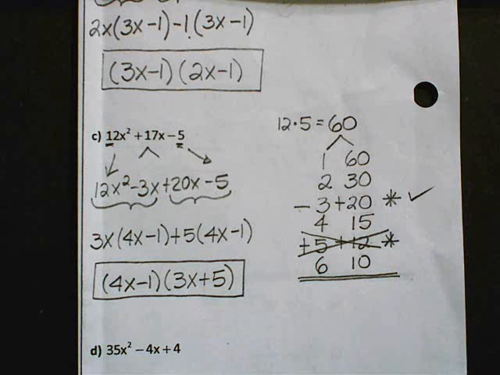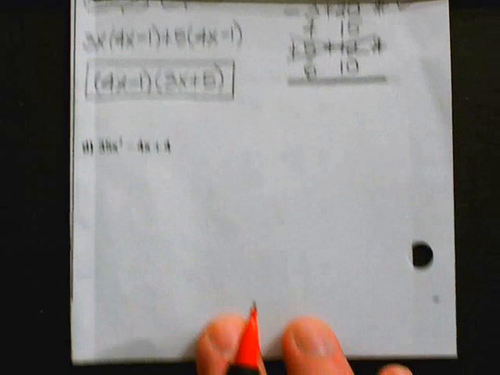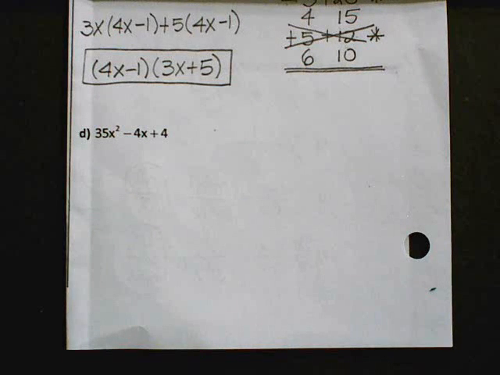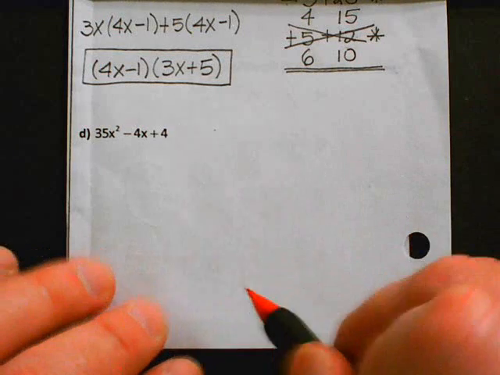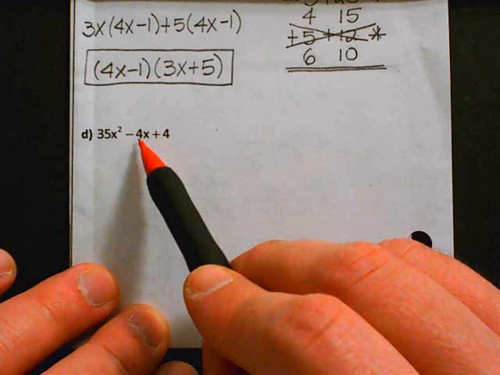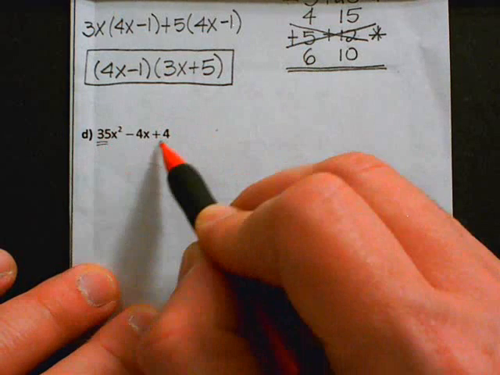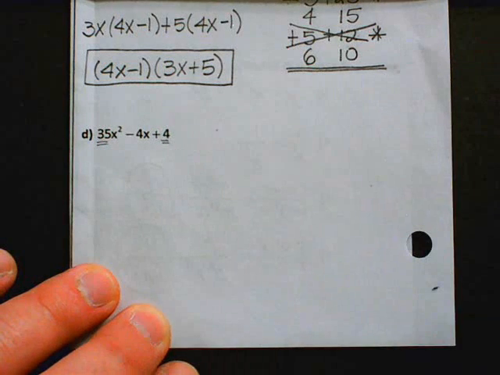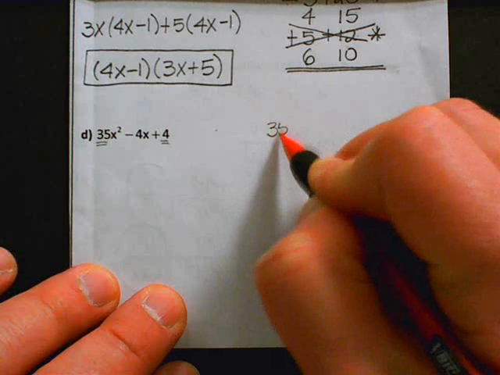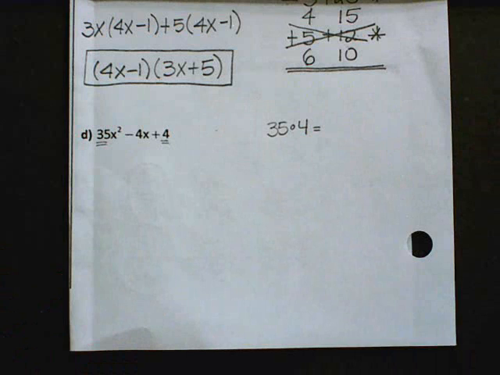Okay, let's go on and proceed to problem letter D. Again, the first question you want to ask is, can I factor anything from all three? And there's nothing that I can factor from all three terms. So I'm going to multiply the first number times the last. So this would be 35 times 4. And 35 times 4 will be, let me calculate here, 140.